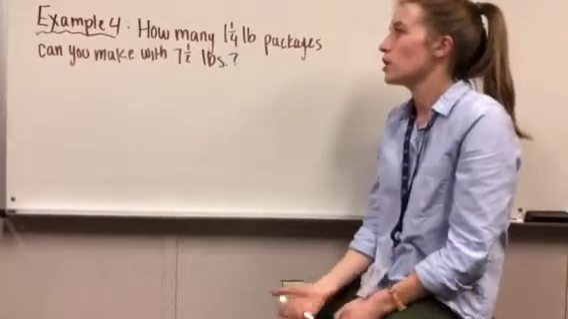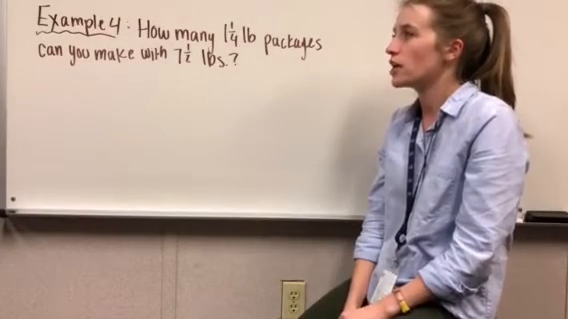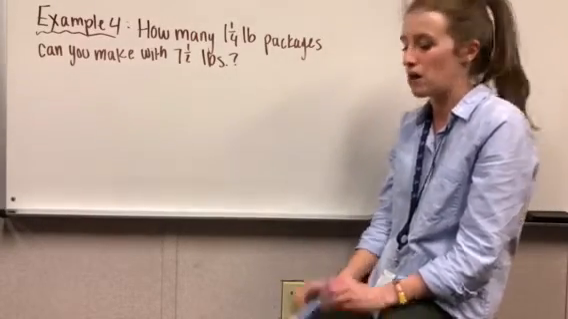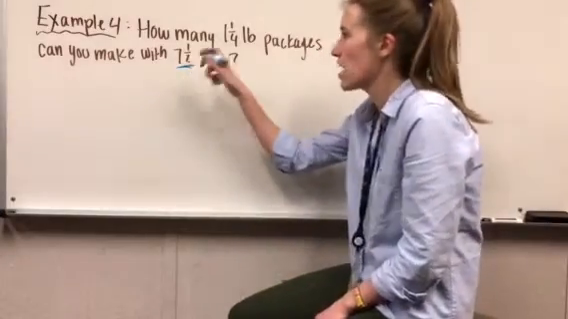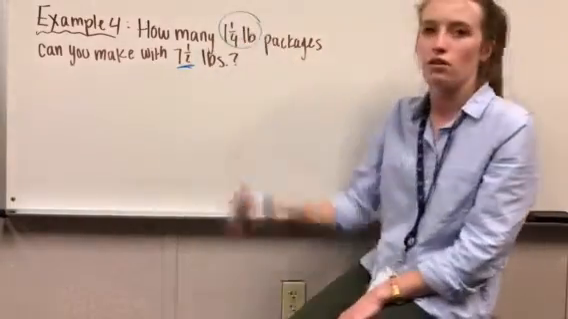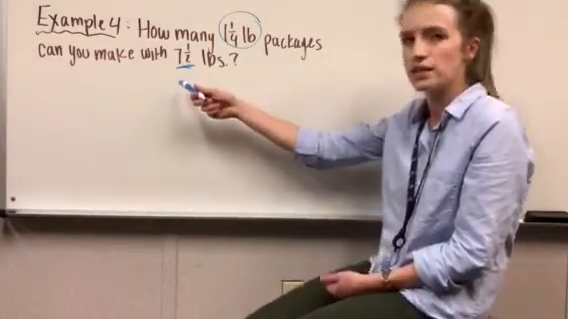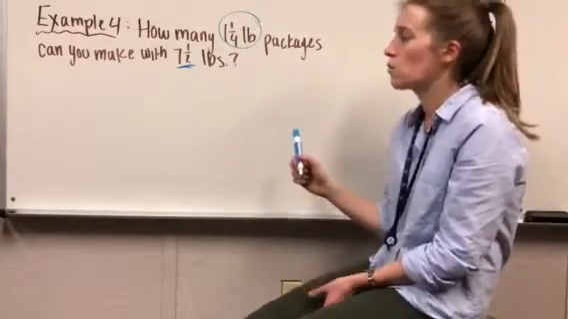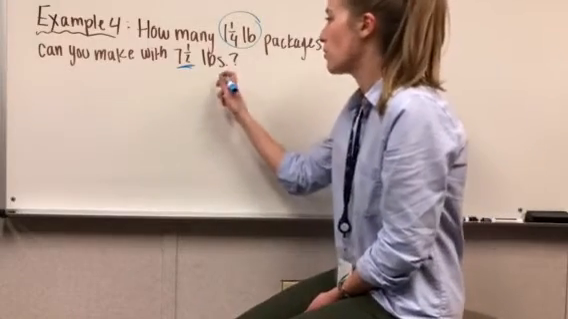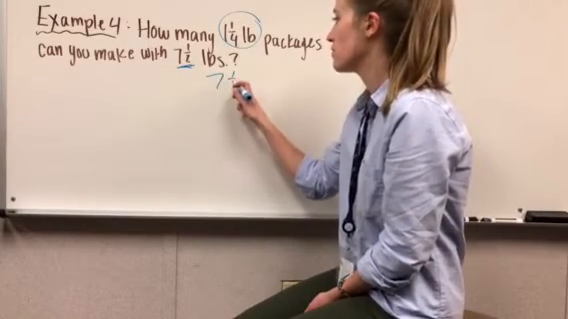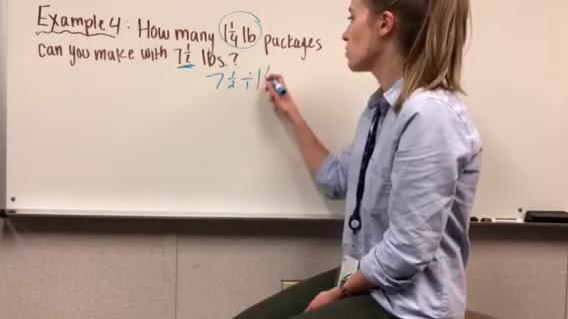Example 4 says, how many 1 1/4 packages can you make with 7.5 pounds? So I have 7.5 pounds. How many 1 1/4 groups could I make there? That's going to be division because I'm dividing 7.5 into 1 1/4 pound packages. So I want to know what is 7.5 divided by 1 1/4.